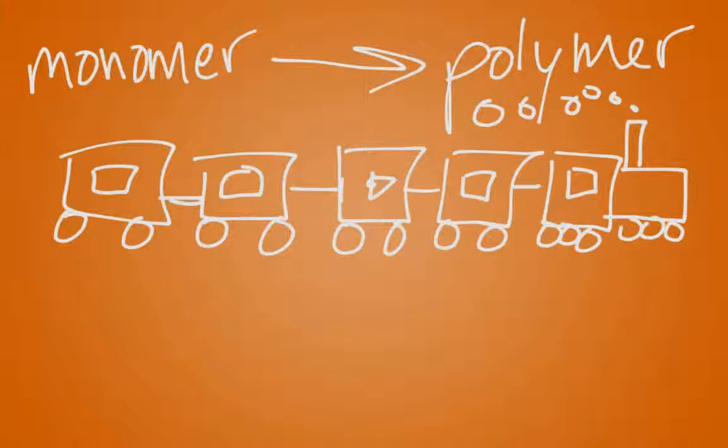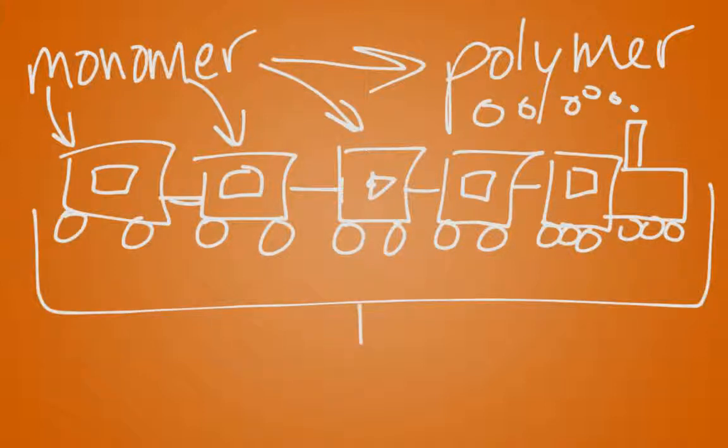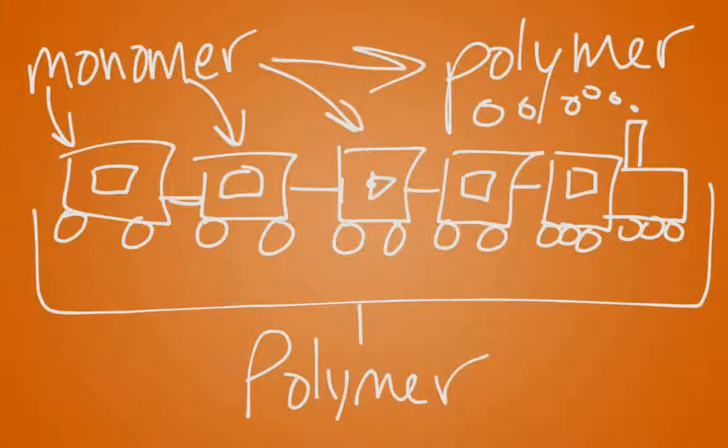Here, each individual car would constitute a monomer, single units, and then the entire train itself would be like a polymer or a macromolecule. So this is the way the major biological compounds are put together.